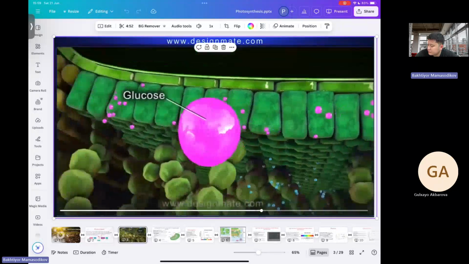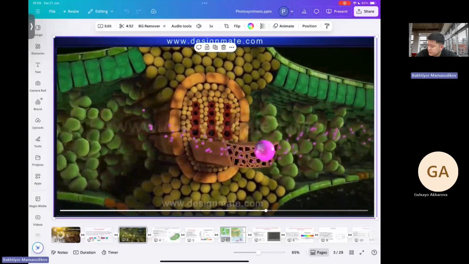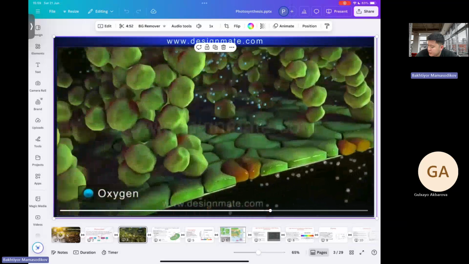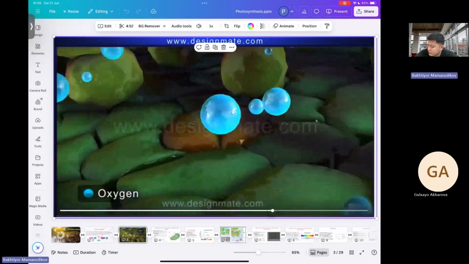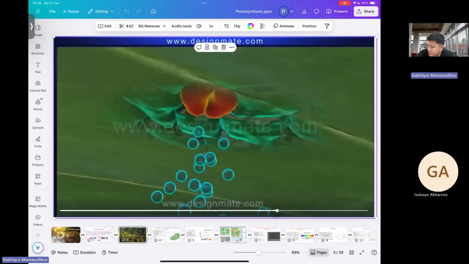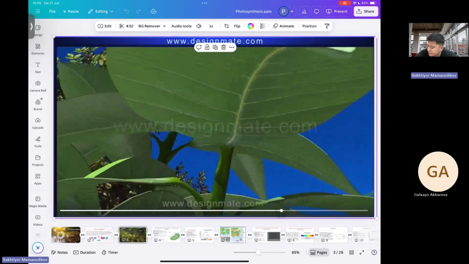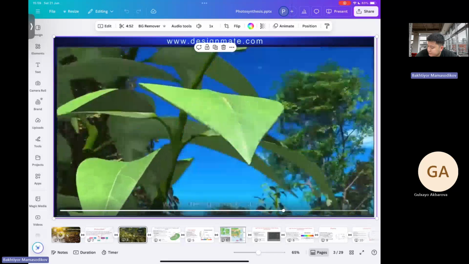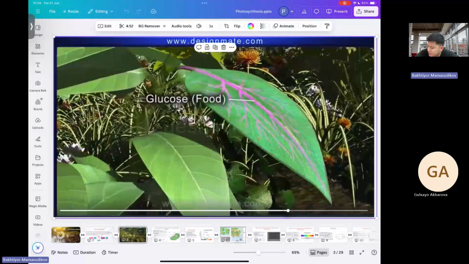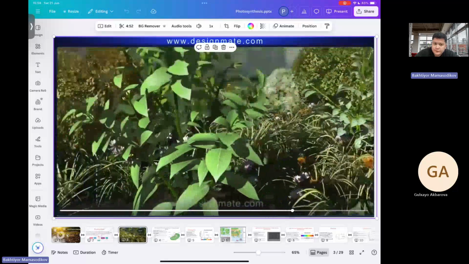The glucose is transported through other specialized tubes, the phloem, to all parts of the plant, aiding in their growth. The oxygen present in the air spaces diffuses out through the stomata. So, during photosynthesis, oxygen is given out as the life-sustaining gaseous component of the atmosphere, while glucose or food is transported to all parts of the plant and used for growth.